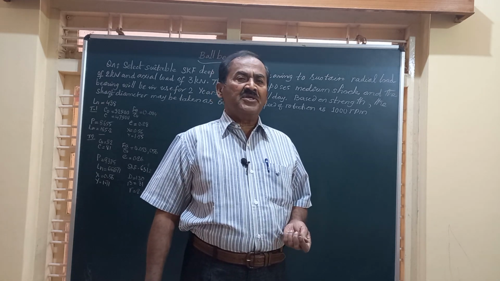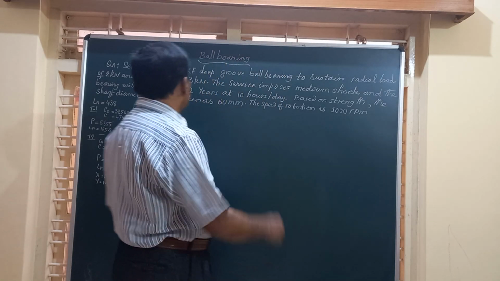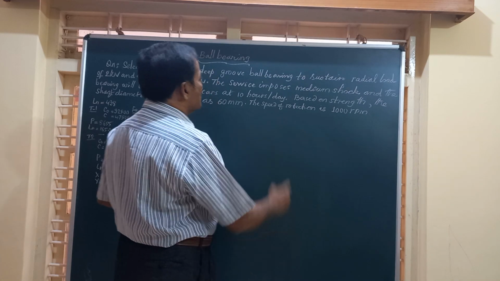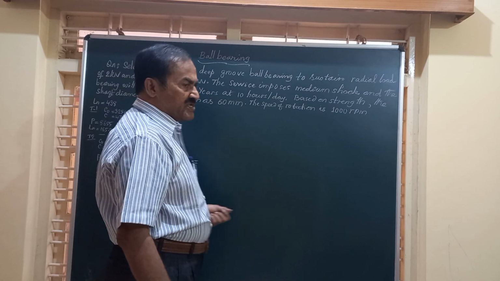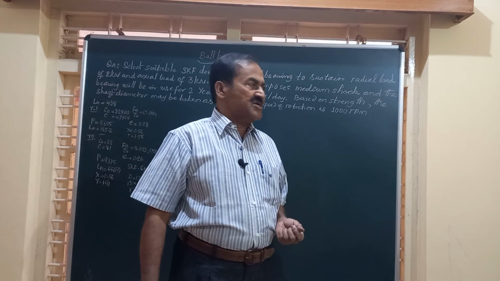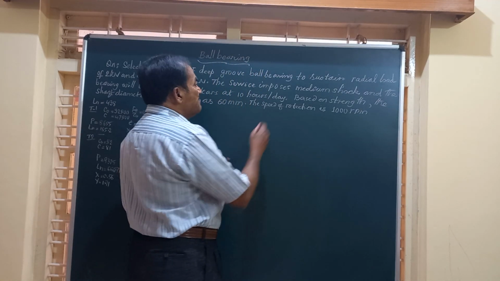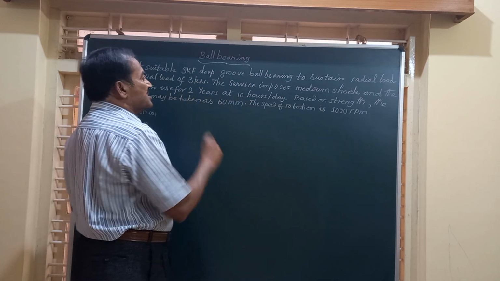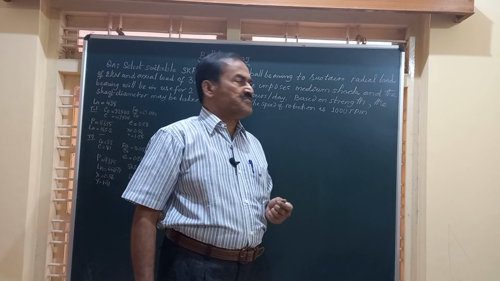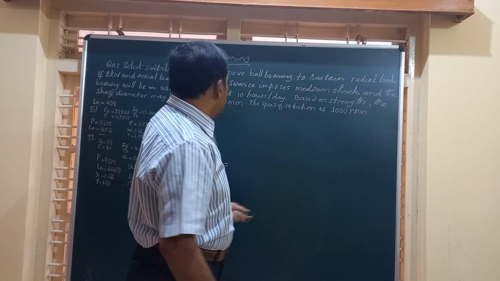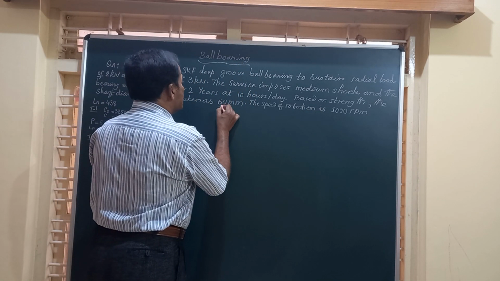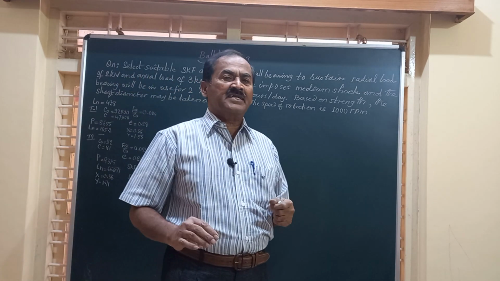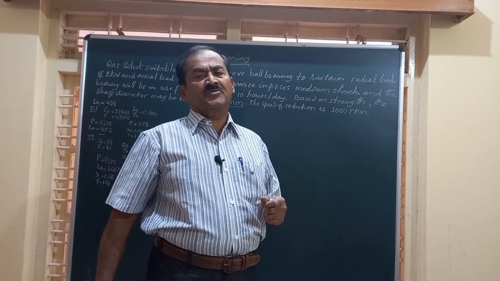And in today's video, the question reads like this. Select a suitable SKF deep groove ball bearing to sustain a radial load of 2 kN and an axial load of 3 kN. The service imposes medium shock and the bearing will be in use for 2 years at 10 hours per day. And based on the strength, the shaft diameter is given to be 60 mm. So you have to go through the problem completely and go ahead with the solution.